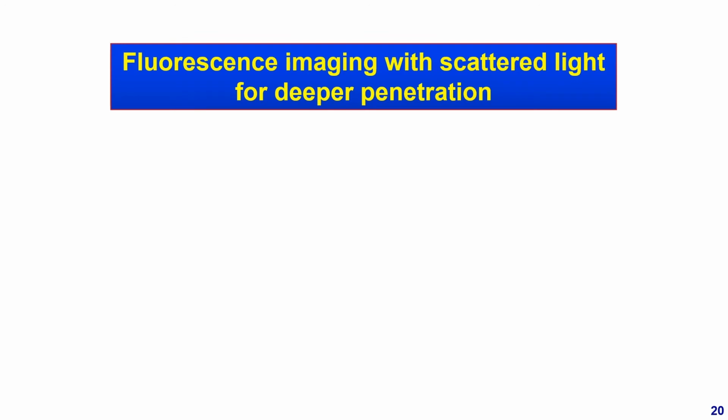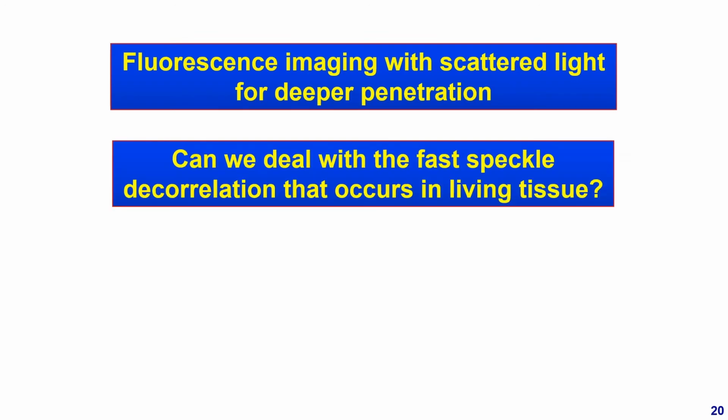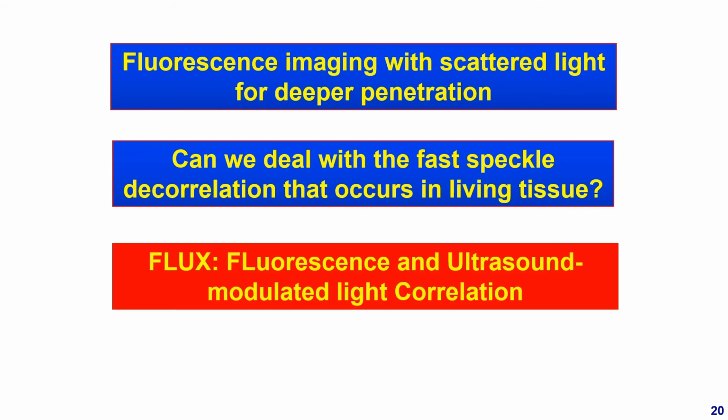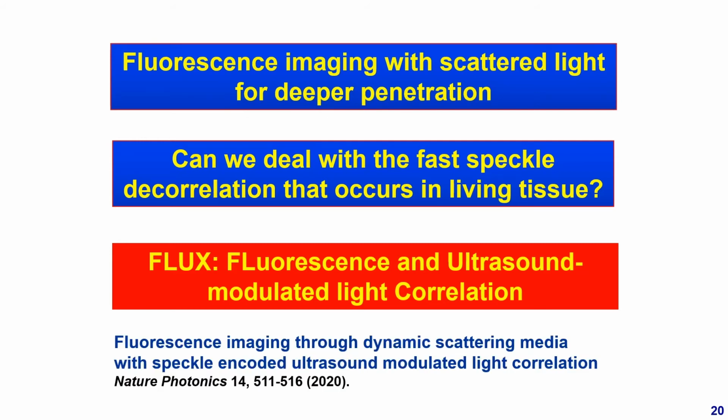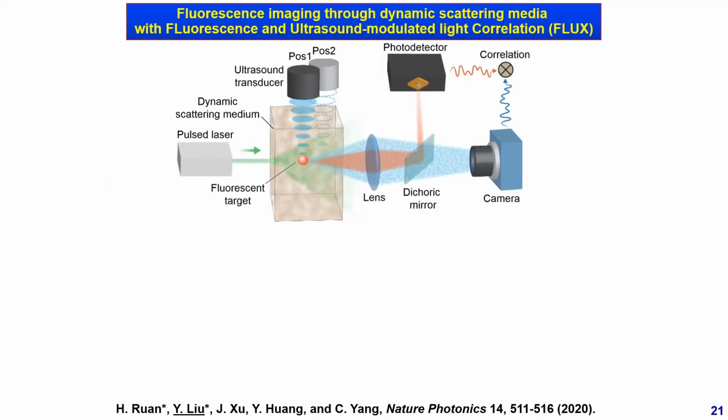True focusing is great because it enables fluorescence imaging with scattered light, so we can image deeper. However, although I built the fastest true focusing system in the world, the speed is still not high enough to tolerate the fast speckle decorrelation that occurs in living tissue. Can we address this challenge? We developed a technique called FLUX, which stands for fluorescence and ultrasound modulated light correlation. Instead of fighting the fast speckle decorrelation, we use speckle decorrelation to achieve fluorescence imaging through dynamic scattering media such as living tissue. Let me explain the principle of FLUX.